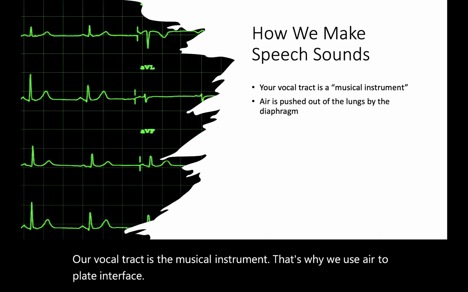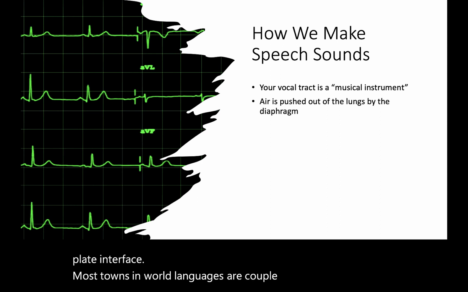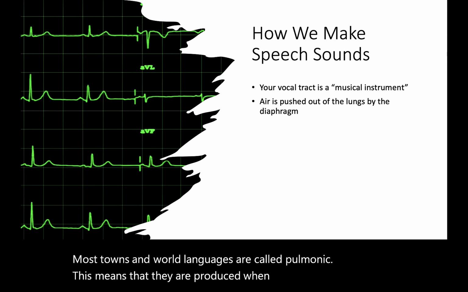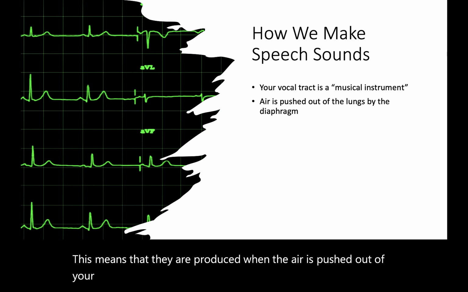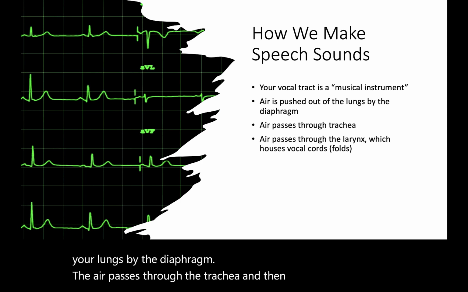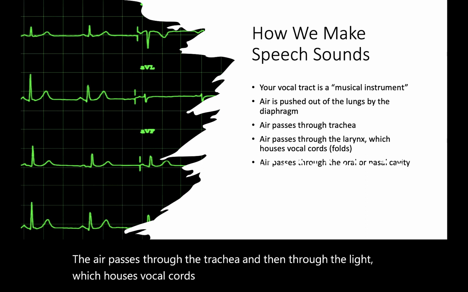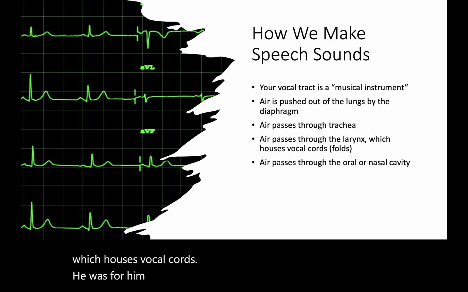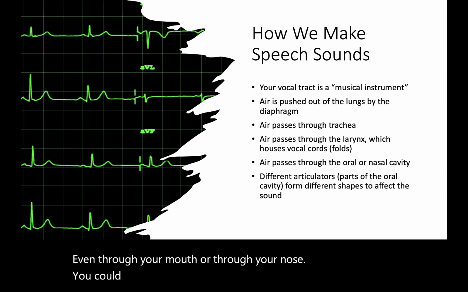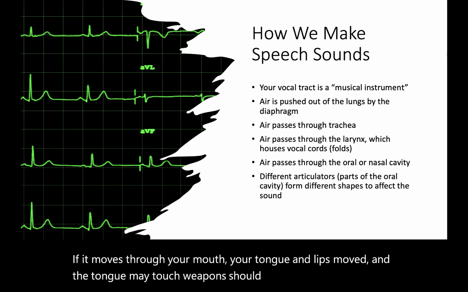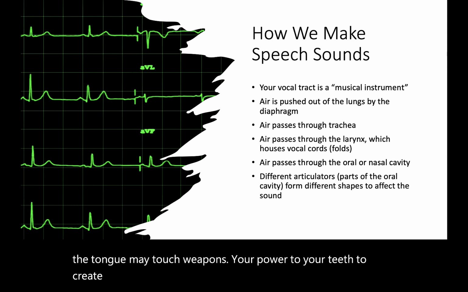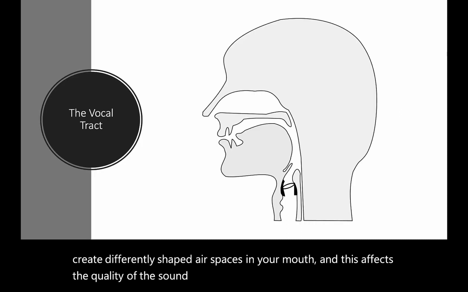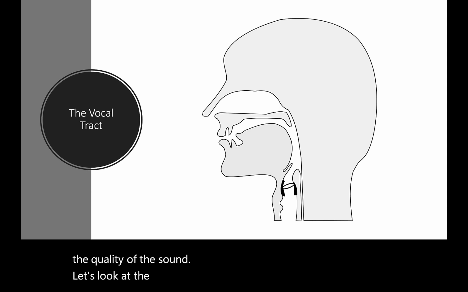Most sounds in world languages are called pulmonic. This means that they are produced when the air is pushed out of your lungs by the diaphragm. The air passes through the trachea and then through the larynx, which houses vocal cords. Then it moves either through your mouth or through your nose. If it moves through your mouth, your tongue and lips move, and the tongue may touch or approach your palate or your teeth to create differently shaped air spaces in your mouth, and this affects the quality of the sound. Let's look at the process in a little more detail.